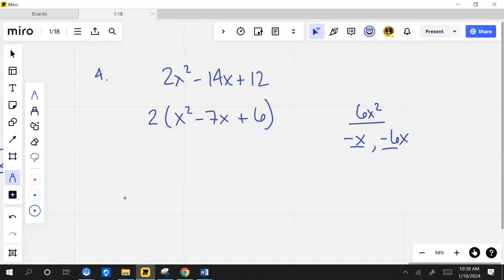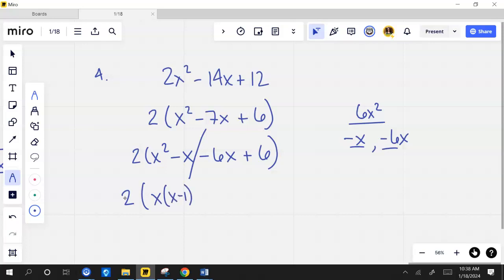Is anybody confused about where those two came from? All right, I'm going to rewrite my problem. X squared minus x minus 6x plus 6. Again, slash it. What can you take out of the first two? X, 1x, what's left?